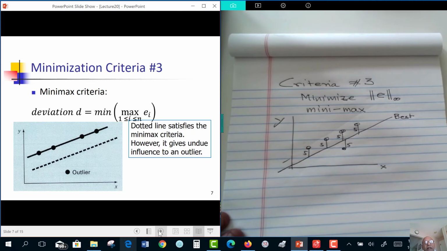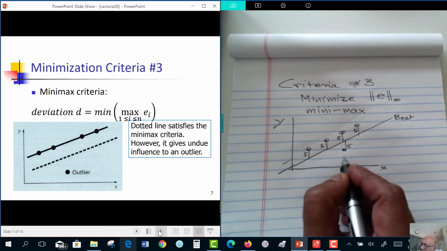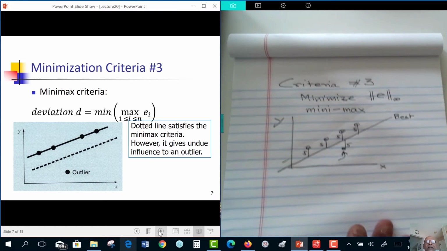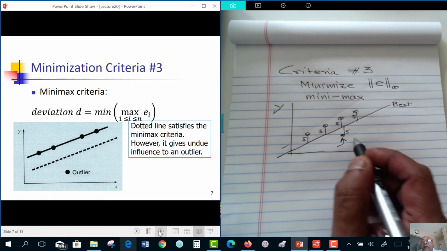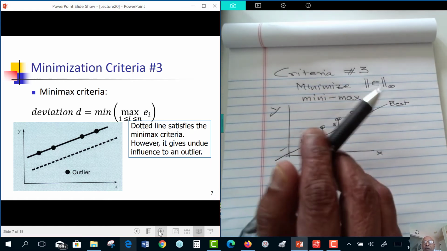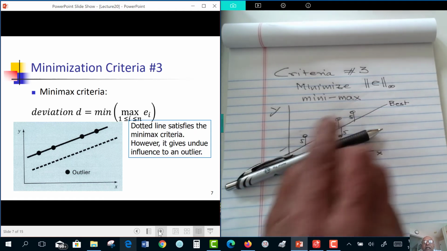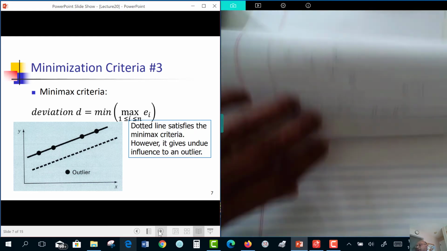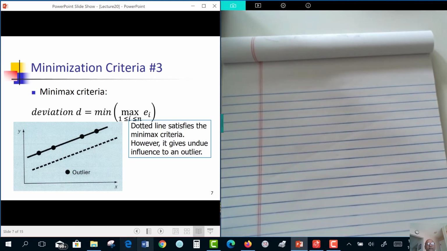So that would be the best straight line in this case. Even though it gives undue influence to this outlier, this line still is best in that sense, and it is unique. You'll find we can fit unique curves this way. So this is a valid criteria, even though it does not fit our intuition. But this kind of a technique is used in quality control. So we are not going to use this criteria. But let's look at the next criteria.